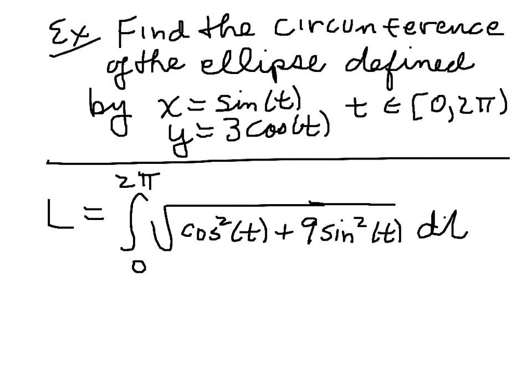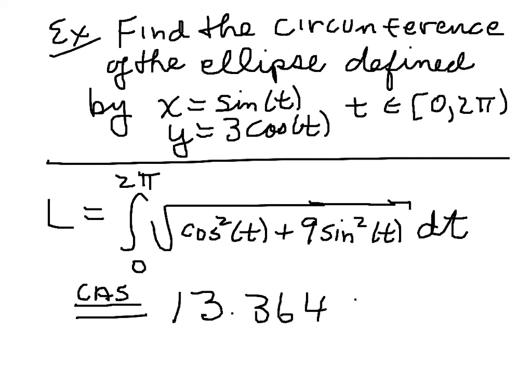And just as in previous problems, most of these arc lengths, unless they are fairly contrived, require you to use your CAS tool, your Inspire, or your TI-89 if you haven't made the adjustment yet. And if we use a CAS, we should learn that this length, this circumference, is 13.3649. And so there we go.